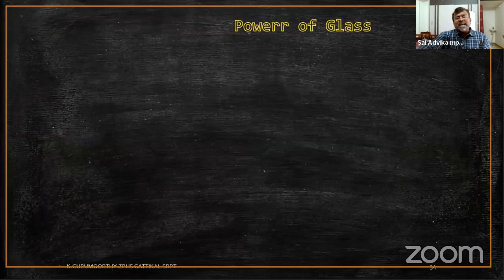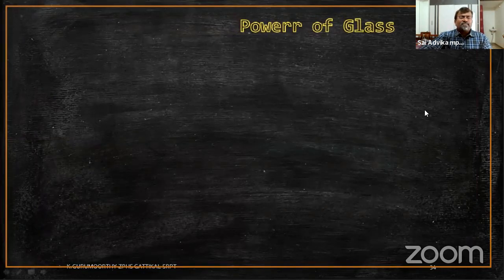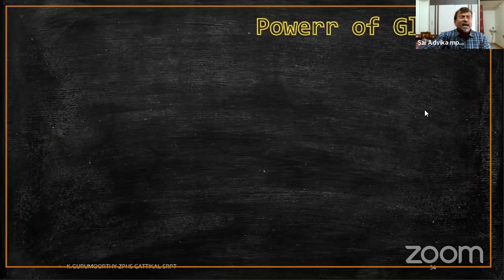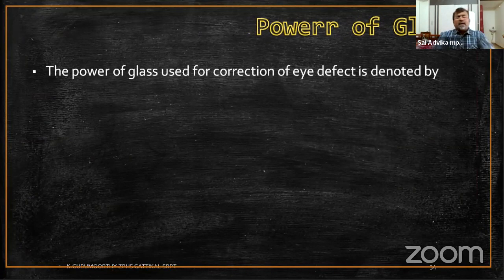Now, the last one, the power of glass. What is it? How is it defined? As I told you, to correct the defects of vision, we have to use suitable lenses. For myopia, it is a concave lens. For hypermetropia, it is a convex lens. And for presbyopia, both.